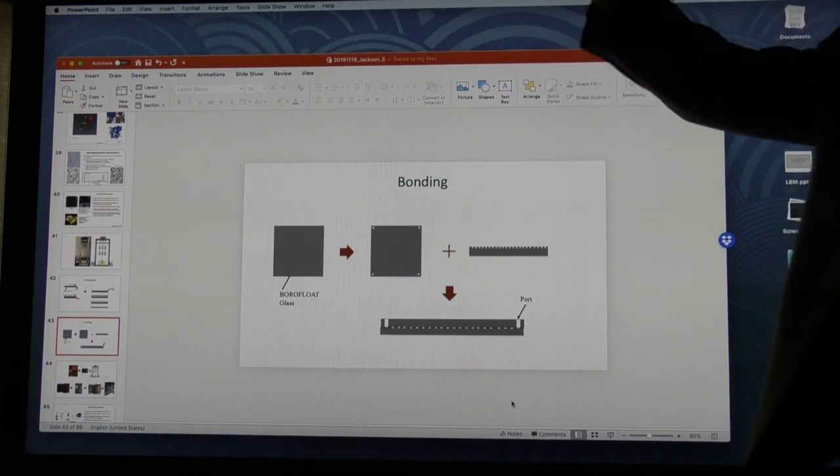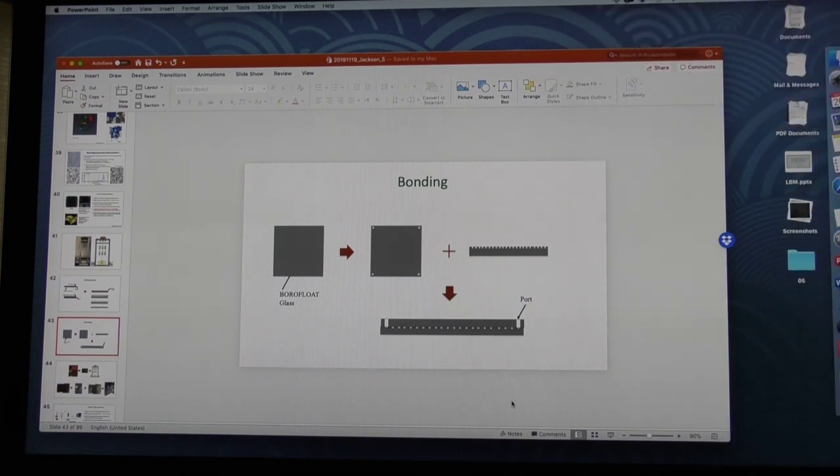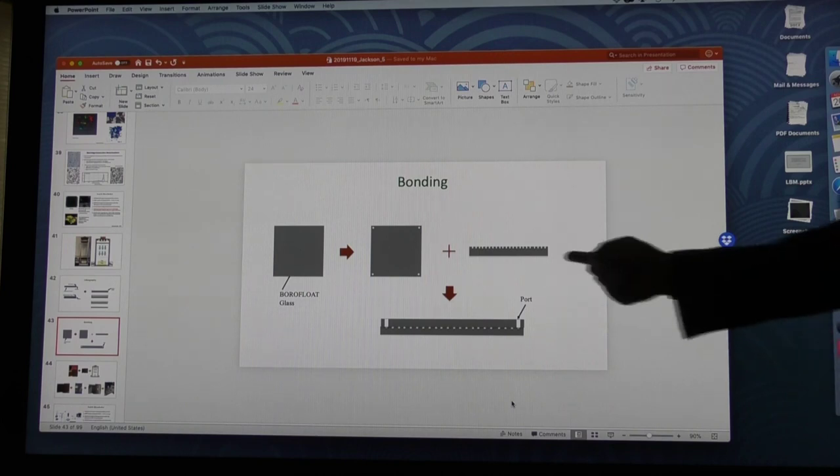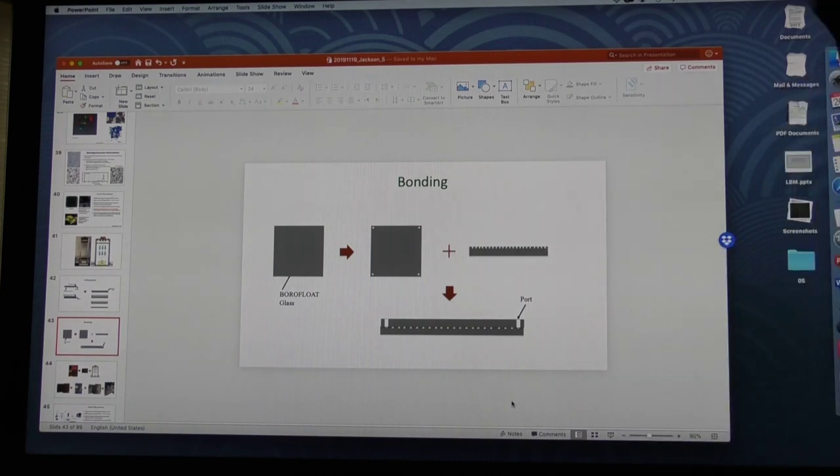Goes up, stays. It ends up at 650, 660 degrees Celsius, depending, which is a function of what that material is. Stays there until they fuse, and then comes back down. And once it's done, you open it, then you have a microfluidic device.